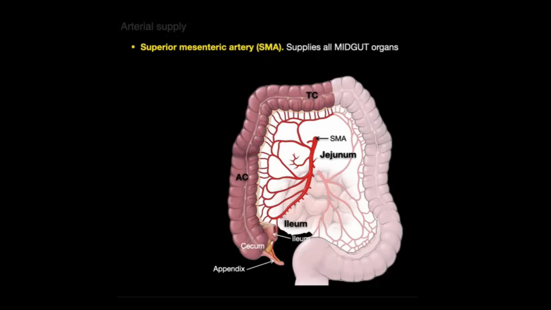And the superior mesenteric artery, or SMA, is going to supply our midgut organs. So midgut organs has the appendix, the cecum, the ileum, the jejunum, the ascending colon, and then the transverse colon as well.